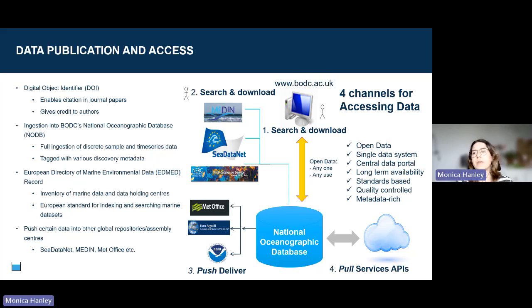So this diagram shows there are four major channels for accessing data at BODC. First, the end user could come along to the BODC website and search and download data from there. They could go to one of our partners, such as MEDIN or SeaDataNet, and search and download data from there as well. We also deliver data into places like the Met Office or EuroArgo. And we also have services where people can pull data using things like APIs. But really, open data means that anybody can use the data for any use.